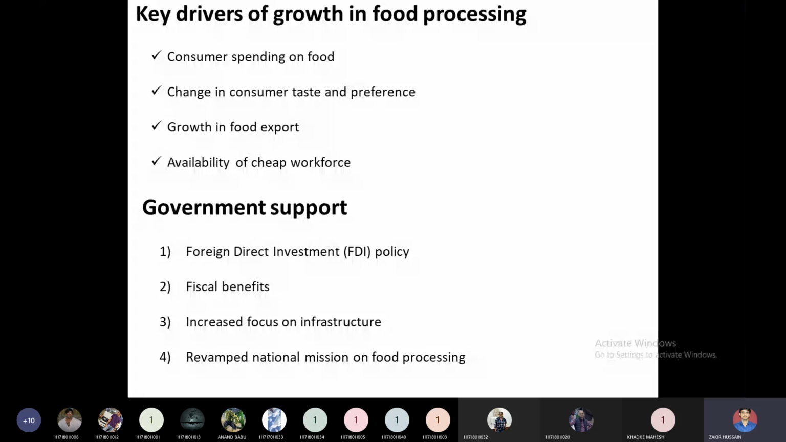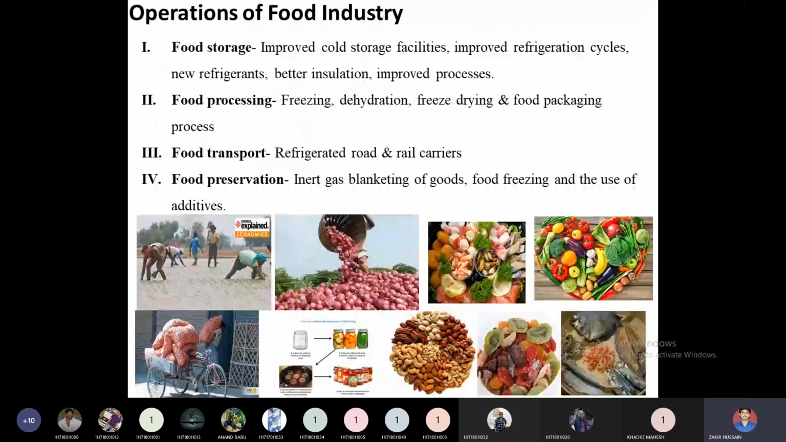Then what are the operations carried out in every food industry? The first is harvesting, which is concerned with agricultural fields; they look after these agricultural activities. After we produce some food, we have to harvest it. After post harvesting, we have to take it to the consumer.